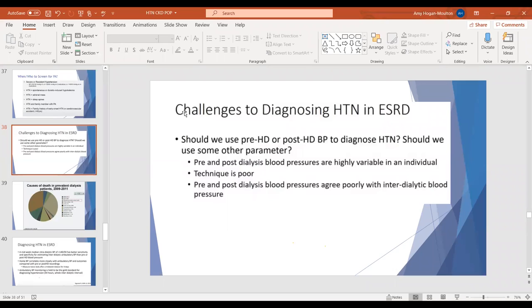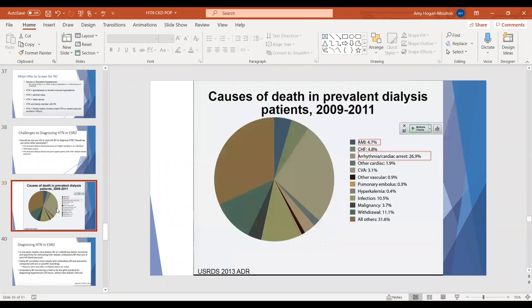So when they say technique is poor, it's not that people aren't trying, it's just that it's difficult to do all of this. So pre and post dialysis blood pressures agree poorly with the intradialytic blood pressures. We know that. I'm not certain that we have a great answer to all this, but this is the chart that I think is important, relevant to the cardiology population and the nephrologist.